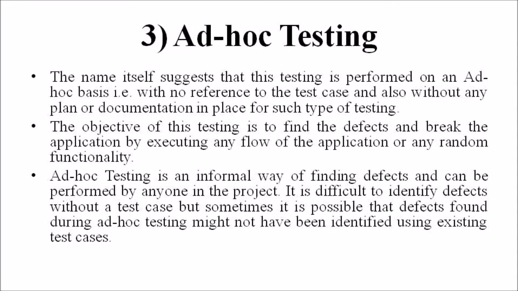The third one is ad hoc testing. The name itself suggests that this testing is performed on an ad hoc basis, that is, with no reference to the test case and also without any plan or documentation in place for such type of testing. The objective of this testing is to find defects and break the application by exploiting any flaw of the application or any random functionality. Ad hoc testing is an informal way of finding defects and can be performed by anyone in the project. It is difficult to identify defects without a test case, but sometimes it is possible that defects found during ad hoc testing might not have been identified using existing test cases.